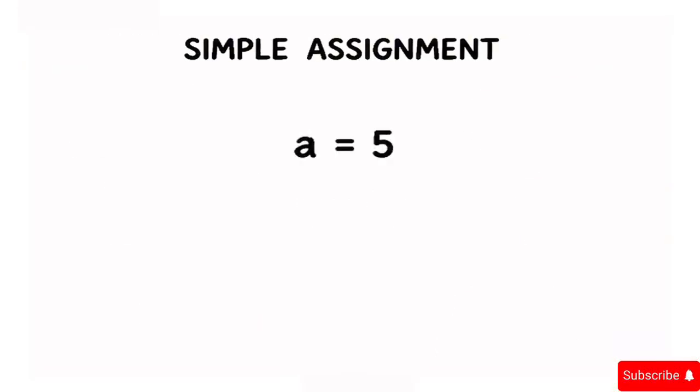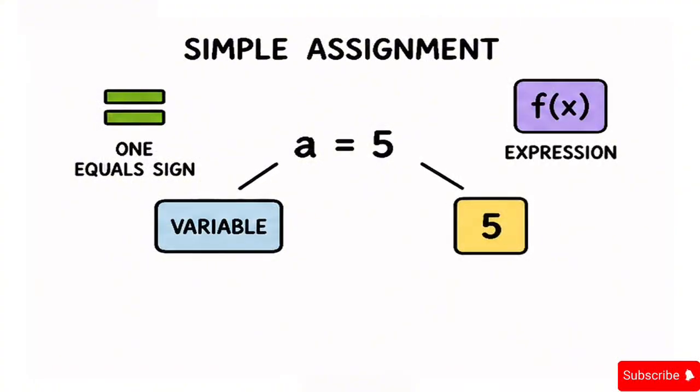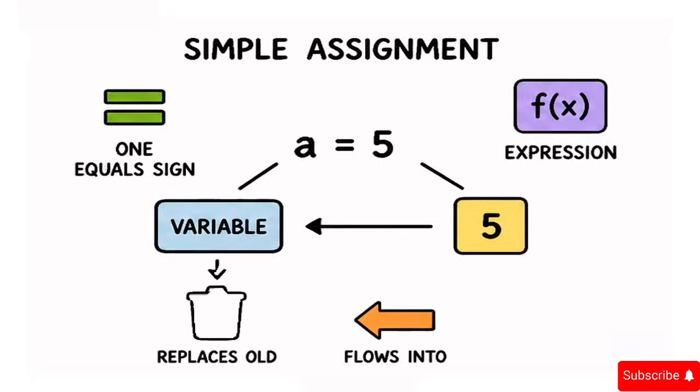The simple assignment uses one equal sign. On the left sits the variable. On the right sits any value or expression. The value flows into the variable, replacing whatever was there before.